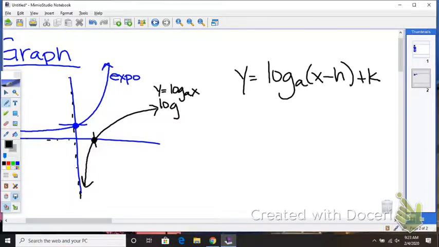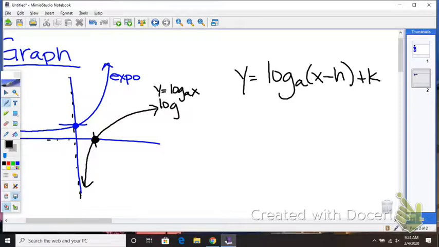So there's good old h and k from yesterday. They mean exactly the same thing. H is what shift? Left and right, and what else is important about h? It's opposite, and k is up and down. So we're going to shift everything from this point here, because this is my original unshifted log graph.